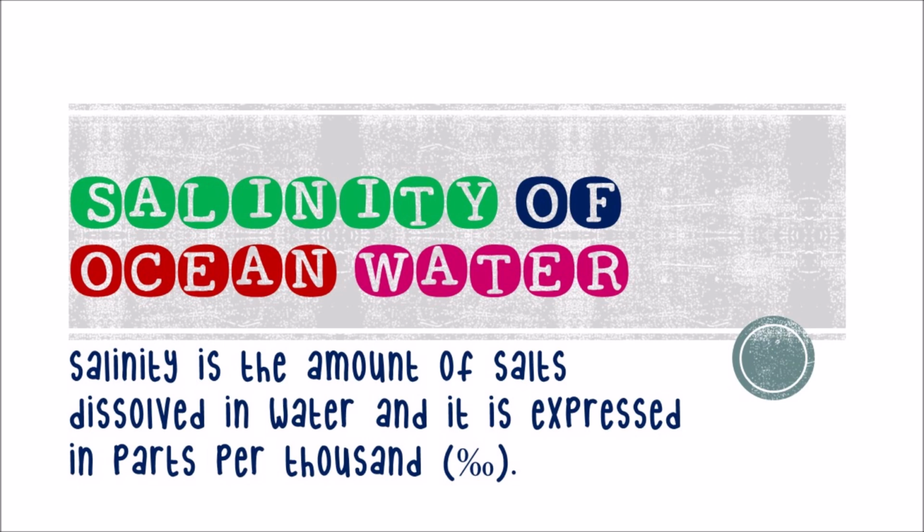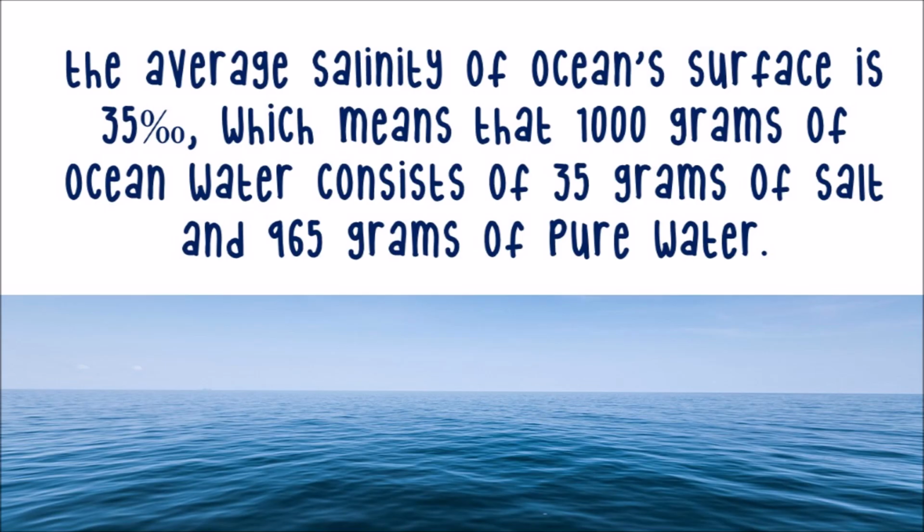Salinity is the amount of salts dissolved in water, and it is expressed in parts per thousand. The average salinity of ocean surface is 35 parts per thousand, which means that 1,000 grams of ocean water consists of 35 grams of salt and 965 grams of pure water.